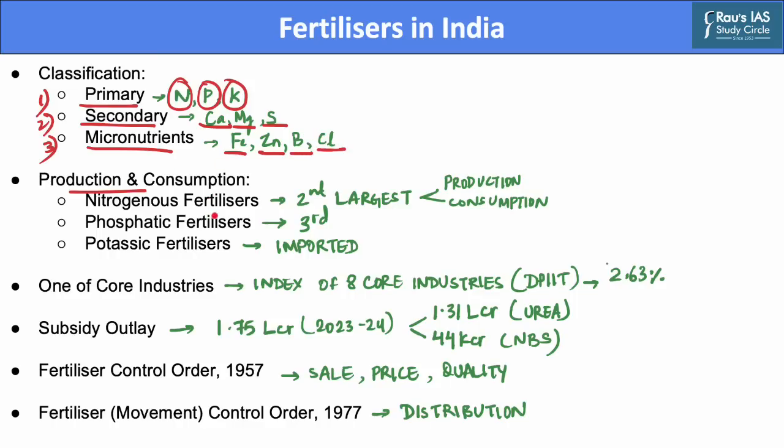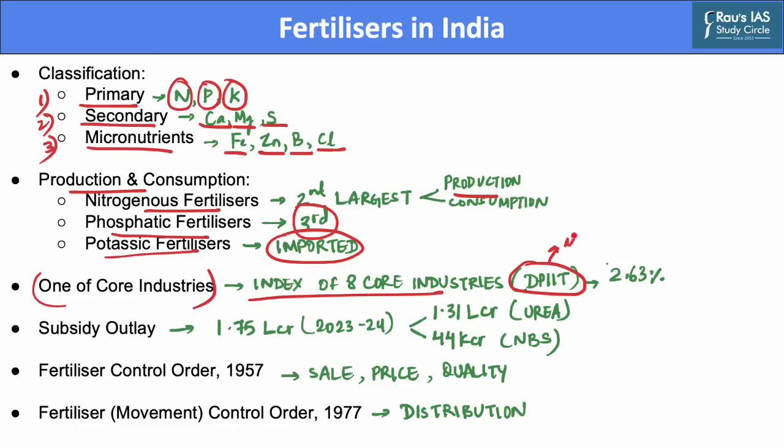Also, India is the second largest consumer of urea after China. It also ranks second in the production of nitrogenous fertilizers, while it ranks third in the production of phosphatic fertilizers. However, the requirement of potassic fertilizers is met through imports. Fertilizer industries form one of the core 8 industries in the index of 8 core industries which are published by DPIIT under the Ministry of Commerce and Industry, and has a weightage of 2.63%.